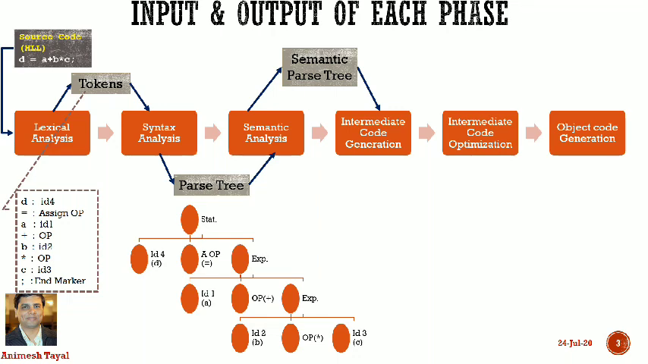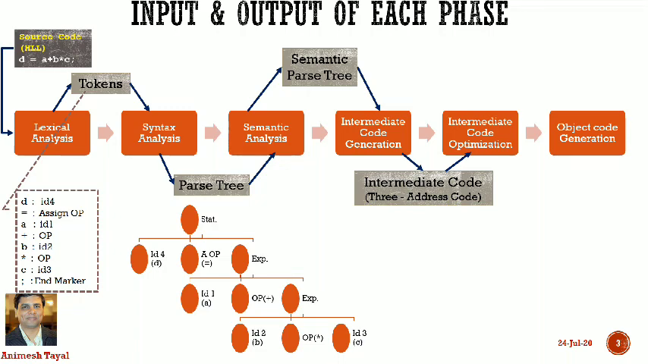The next phase is intermediate code generation. The input of intermediate code generation is the parse tree and the output is intermediate code. There are various intermediate codes, but we are taking here only 3 address code. And after 3 address code generation, it will be passed to the intermediate code optimization. So it is a very easy example. D is equal to a plus b star c.